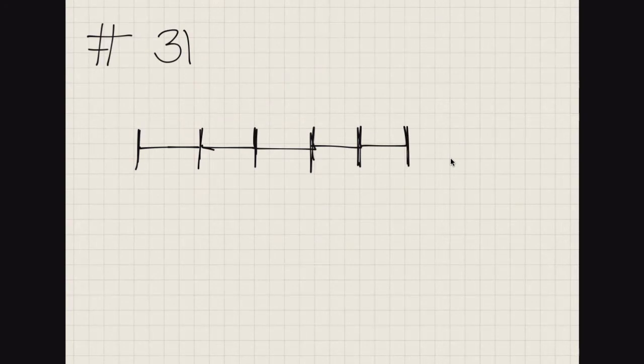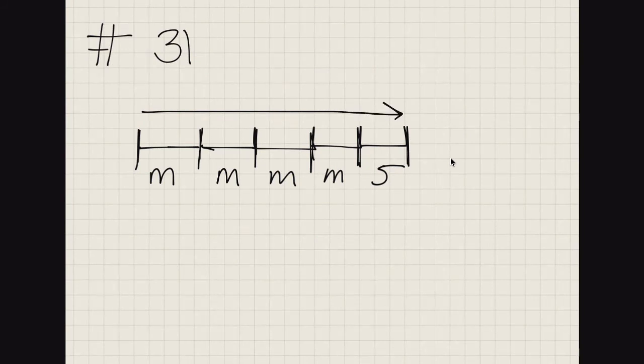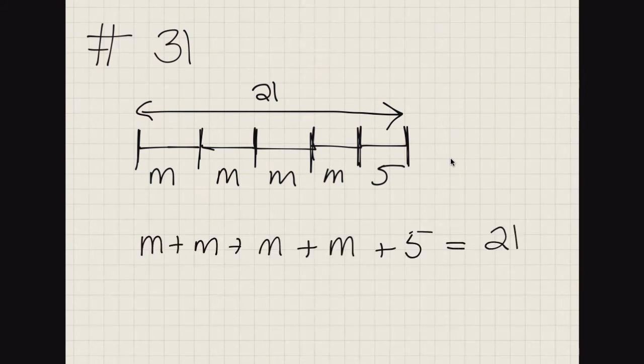And they're saying this is m, this is m, this is m, this is m, and this is 5. And what they're saying is that the whole thing is 21. So, you have to basically add up all the little stuff, and it's going to equal a total distance of 21. So, it's going to be m plus m plus m plus m plus 5 equals a total length of 21.